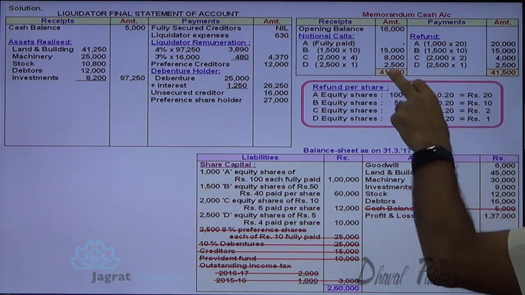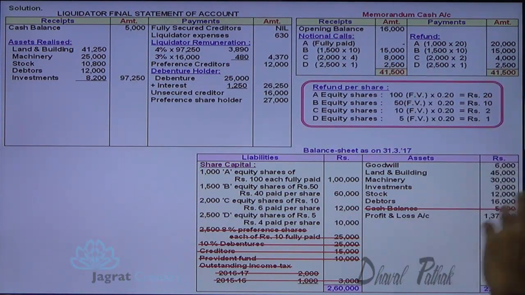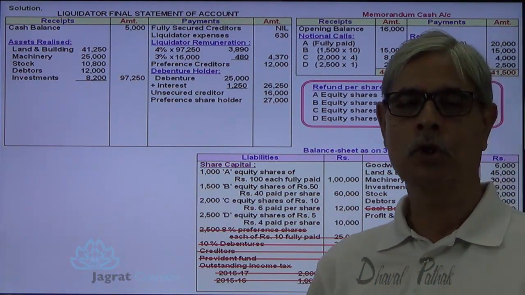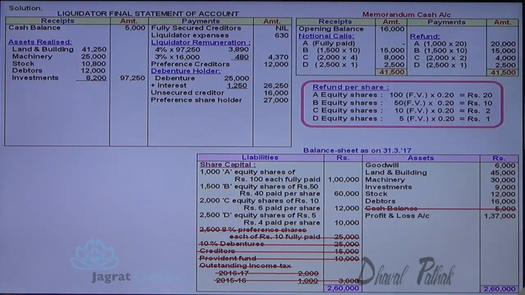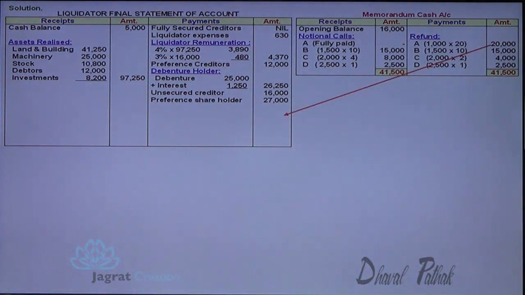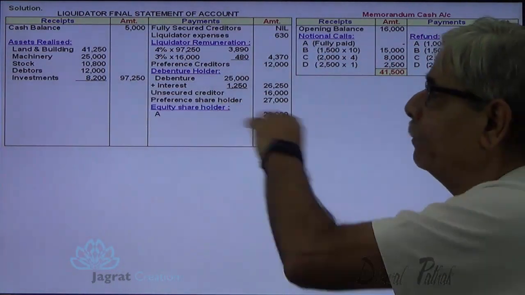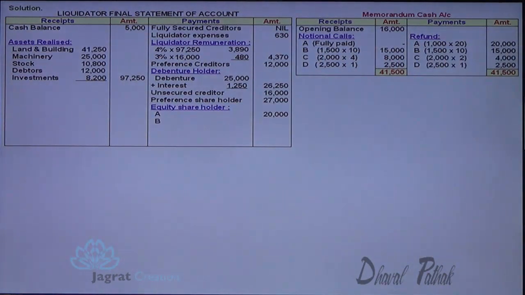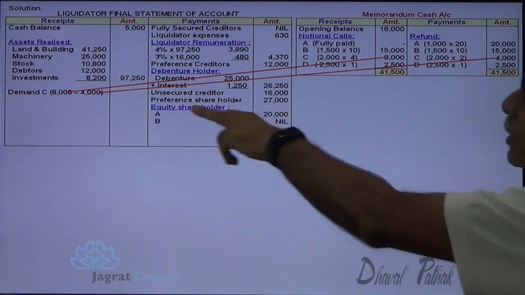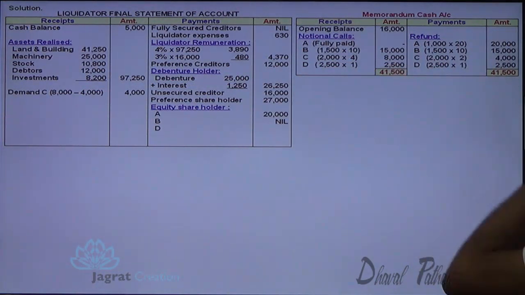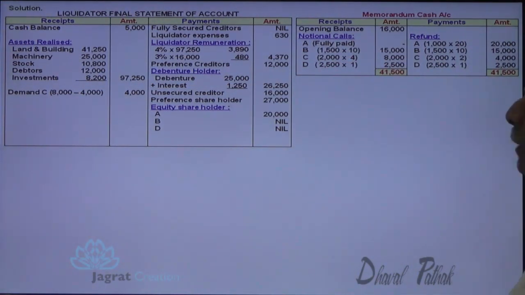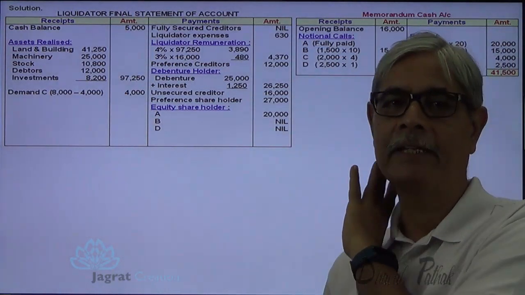This is the memoranda cash book. 2,500 is demanded and 2,500 rupees are paid. So nothing is to be demanded and paid. On the basis of this memoranda cash book, you should decide that we are required to pay 20,000 to A category. Nothing is to be demanded and paid to B category. But you are required to demand from C category 8,000 minus 4,000. So you are required to receive 4,000 from C category. And from D category, you are not required to demand or pay anything.